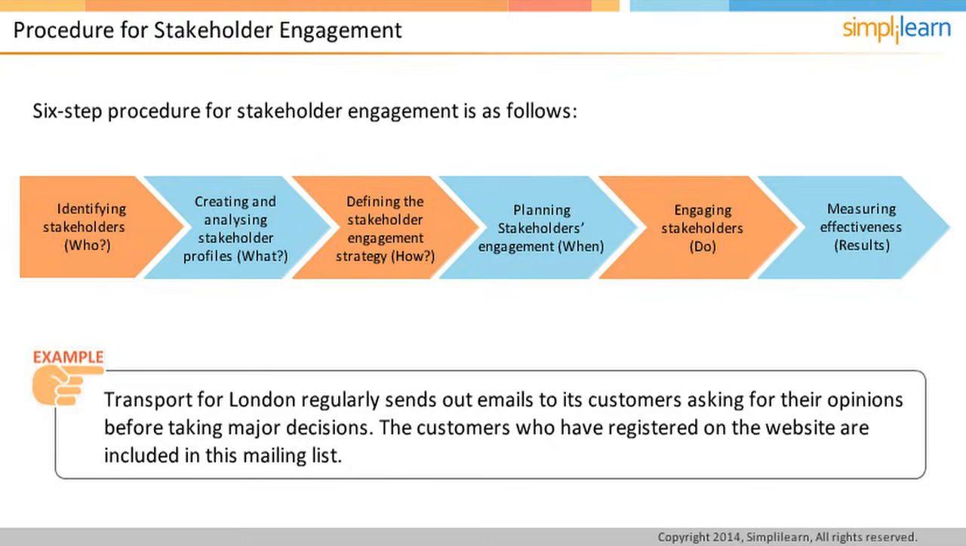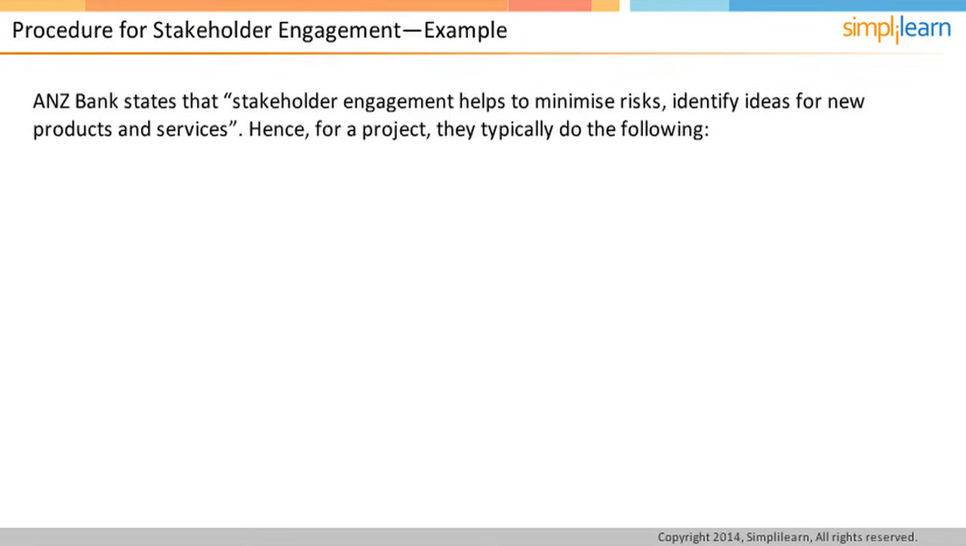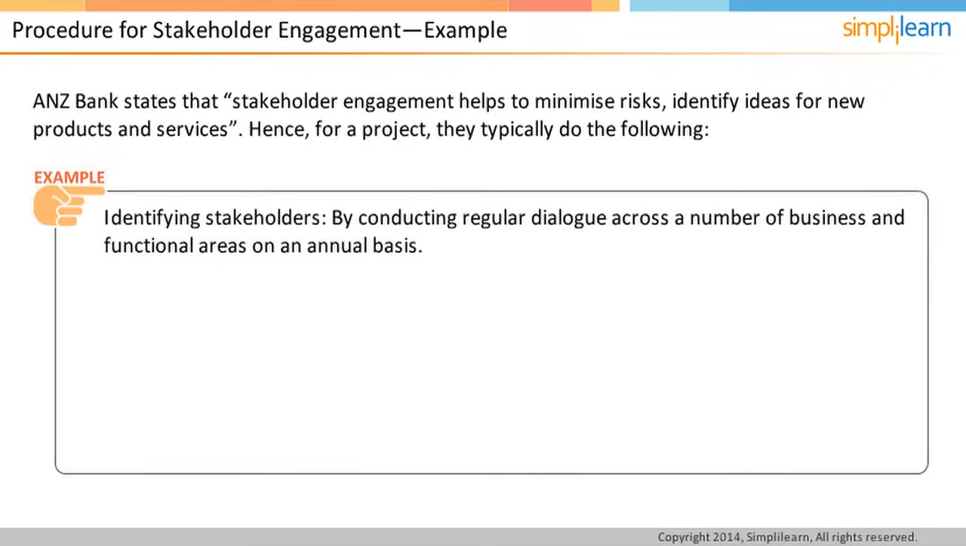For example, ANZ Bank states that stakeholder engagement helps to minimize risks, identify ideas for new products and services. Hence, for a project, they typically do the following. Identifying stakeholders. By conducting regular dialogue across a number of business and functional areas on an annual basis, which includes consideration of silent stakeholders such as future generations and the environment. A global stakeholder database is used for managing information and communicating to our stakeholders. This list includes government, regulators, customer and community groups, suppliers, investors, and employees.